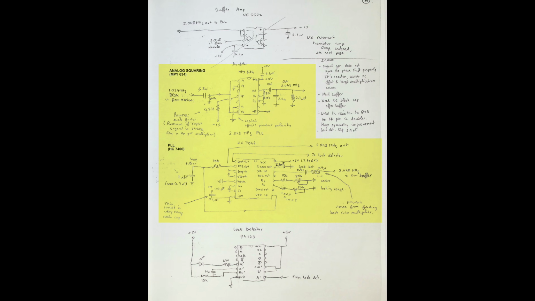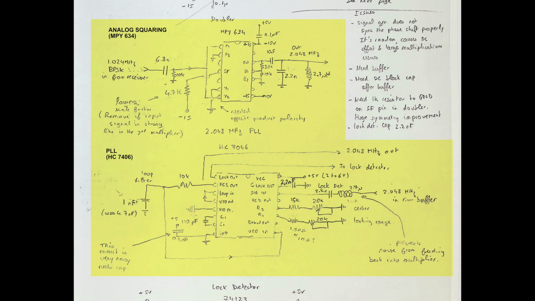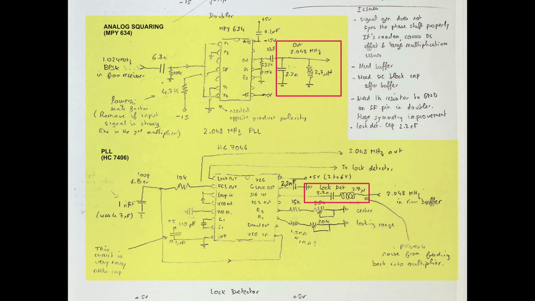The keen-eyed viewer will have spotted added parallel and series resonant filters at 2.048 MHz. These were necessary to filter out switching noise generated by the PLL, which was feeding back into the multiplier. Building RF circuits on breadboards is not the cleanest of solutions either.